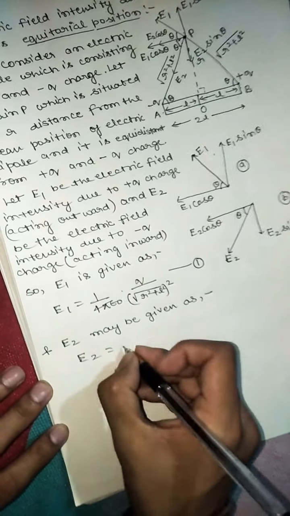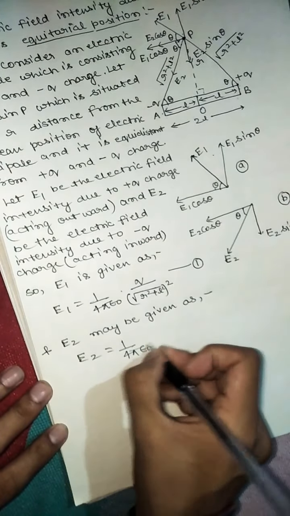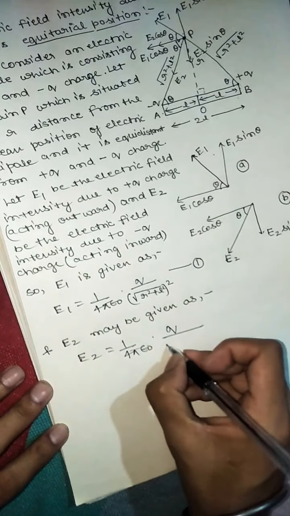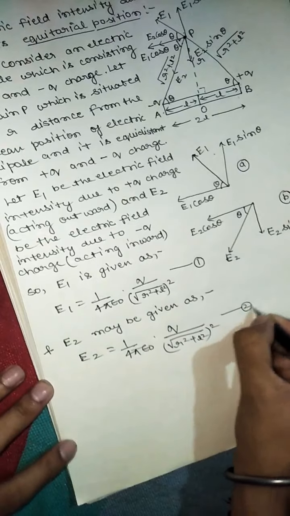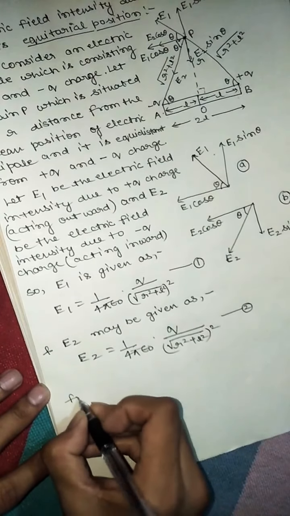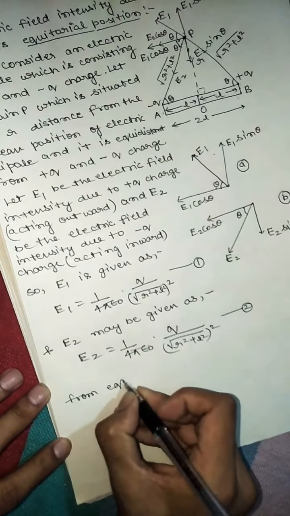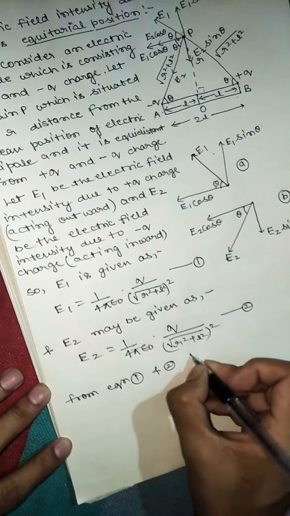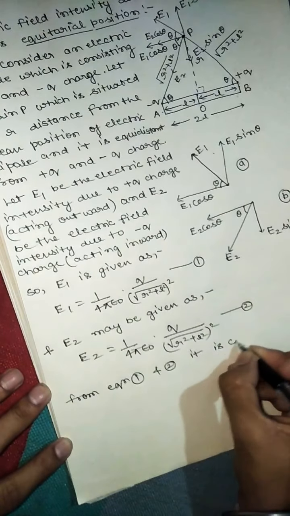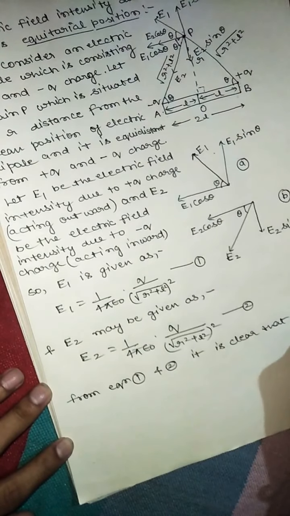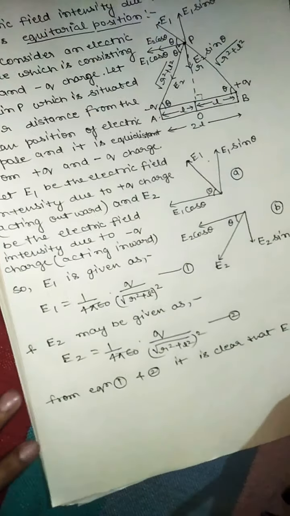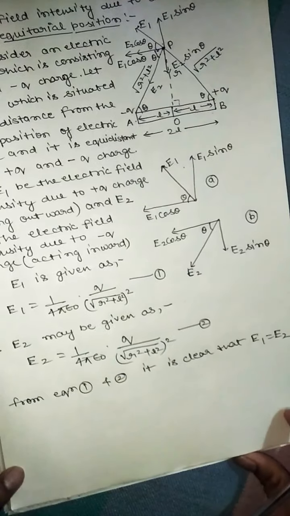E2 is equal to 1 upon 4 pi epsilon naught q upon what? Under root r square plus l square whole square. From equation 1 and 2, it is clear that E1 is equal to E2. It is clear that E1 is equal to E2.